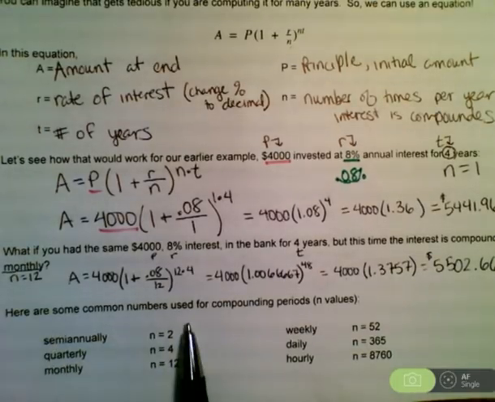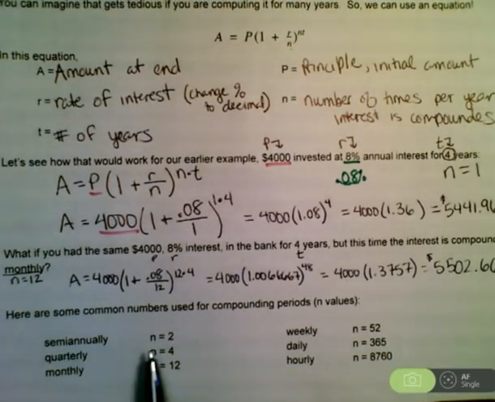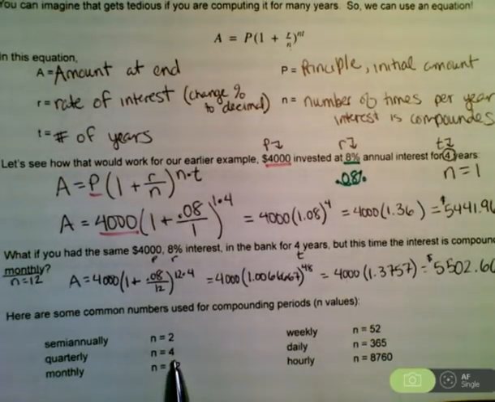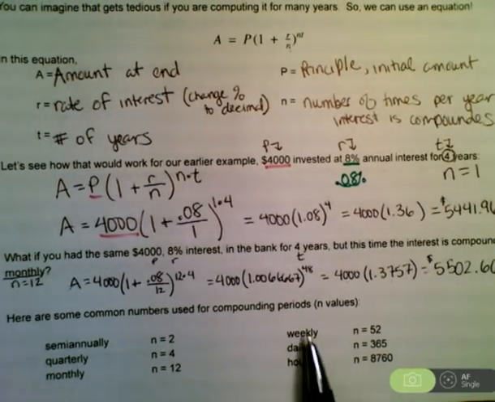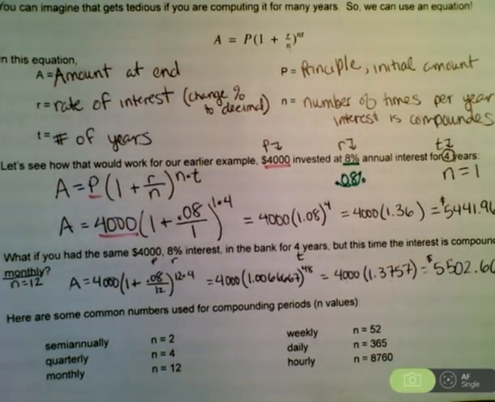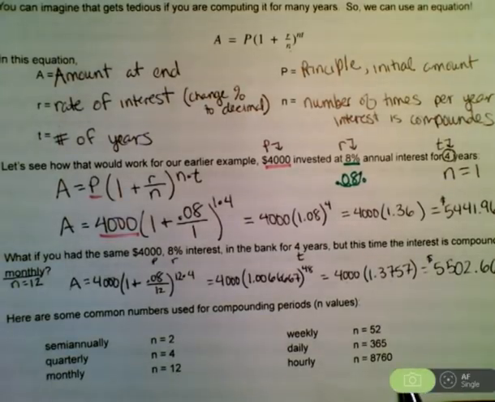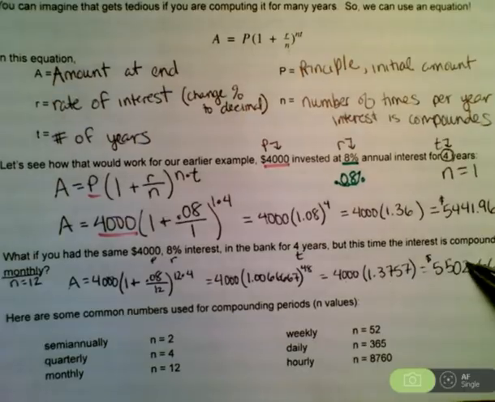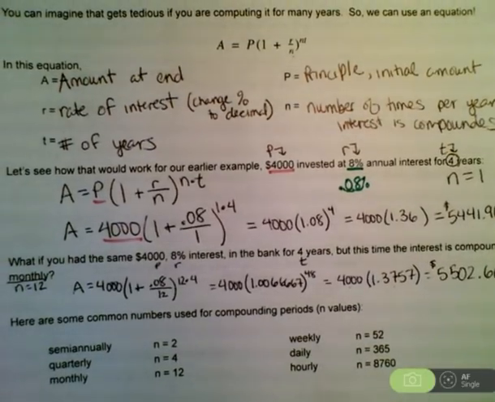So some common numbers used for compounding periods: semi-annually means N is 2, quarterly means it's 4, monthly means it's 12, weekly is 52, daily is 365, hourly is 8,760. And you can see that those numbers are getting bigger. As those numbers get bigger, the amount of money that you have will get to be more in the same number of years. Okay, so let's look at another example.